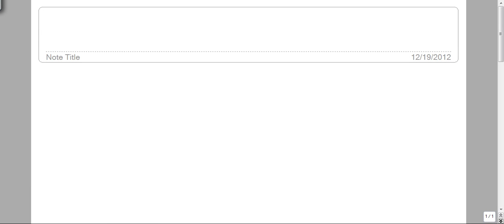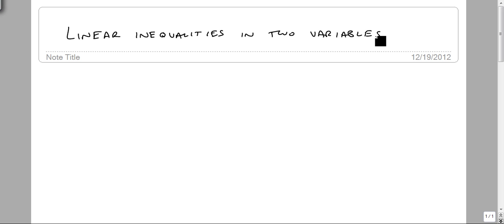We're now going to discuss linear inequalities in two variables. And the biggest difference between inequalities in two variables and equations in two variables is that we need more than the line to express our answer. We also need some shading. And so what we're going to do is follow the same basic idea as graphing linear equations, but we're going to make some differences.